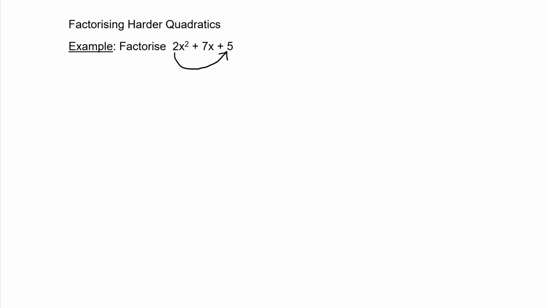In this case, we have 2 times 5, which is just 10. We then write down a second quadratic equation, which is the same as the one that we have in the question, with the slight difference that the number on the end becomes the number that we just worked out, so in this case, 10. Our next step is to write down 2 brackets.